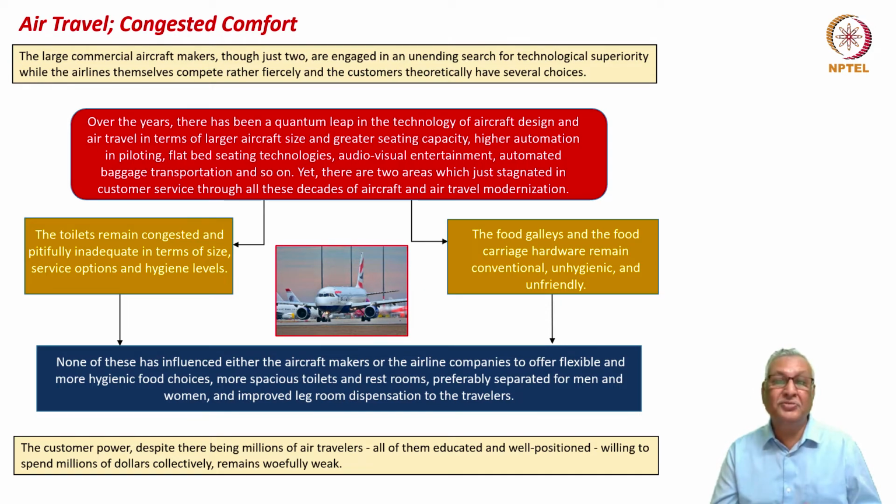Yet there are two areas which just stagnated in customer service through all these decades of aircraft and air travel modernization. One, the toilets remain congested and pitifully inadequate in terms of size, service options, and hygiene levels. The food galleys and the food carriage hardware remain conventional, unhygienic, and unfriendly. None of these has influenced either the aircraft makers or the airline companies to offer flexible and more hygienic food choices, more spacious toilets and restrooms, preferably separated for men and women, and improved legroom dispensation to the travelers.